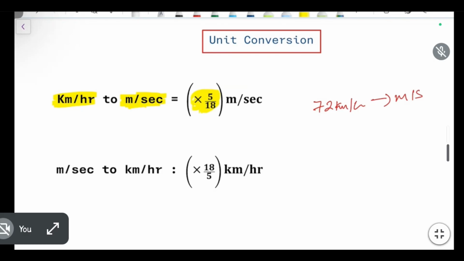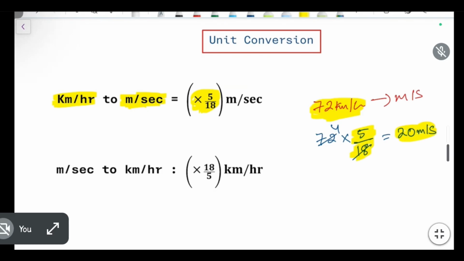So let's try this one. 72 kilometer per hour, I want to convert it to meter per second, so I'm multiplying it by 5 by 18, which means 18 ones are 18, 18 fours are 72, 4 fives are 20 meter per second. So now this 72 kilometer per hour, I've converted it to meter per second by multiplying it by 5 by 18.